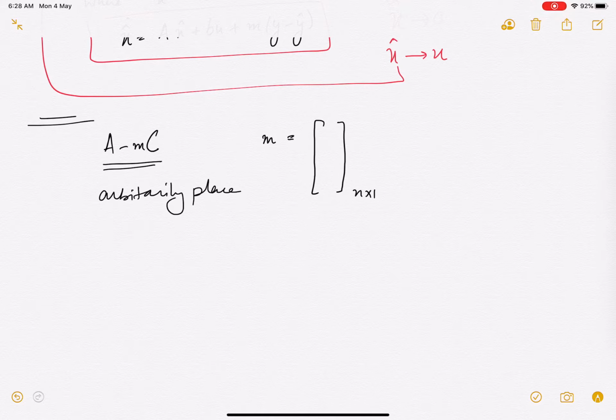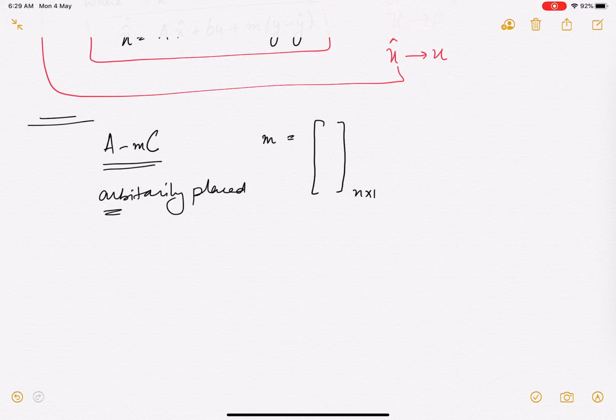So in a way, when you're told to design an observer, you'll be told to design an observer which has such and such dynamics, that the dynamics have poles at this point and this point. So when you do this A minus MC, there is a similarity to the control law that we have been implementing before.